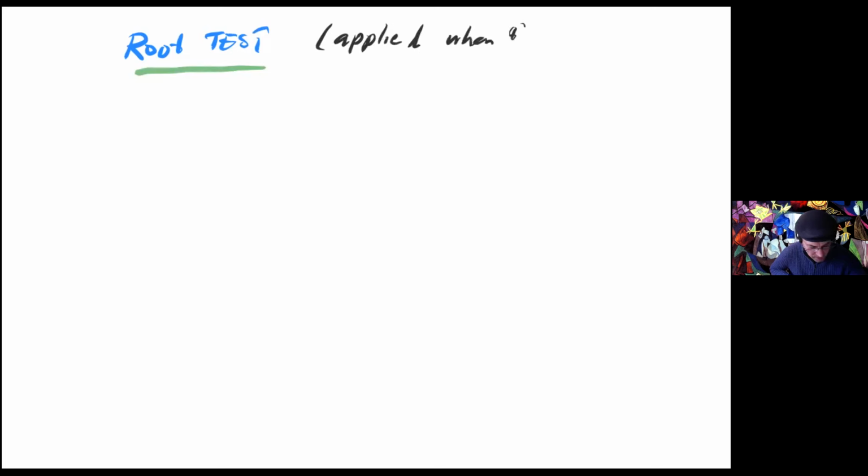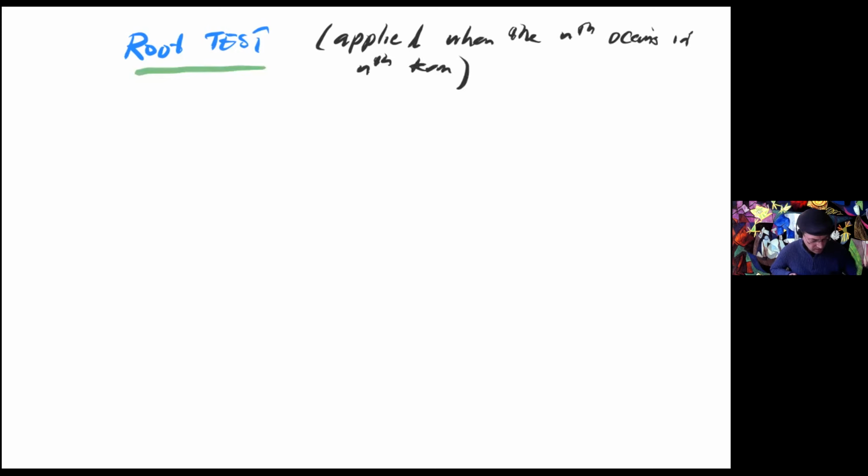So there's another test called the root test, which is also a very useful test that I will be discussing. And this is best applied to the case where the nth term of the series is an nth power. So this will be applied when the nth power occurs in the nth term. There's no guarantee that it's going to work, but this is just suggestive of what to do.